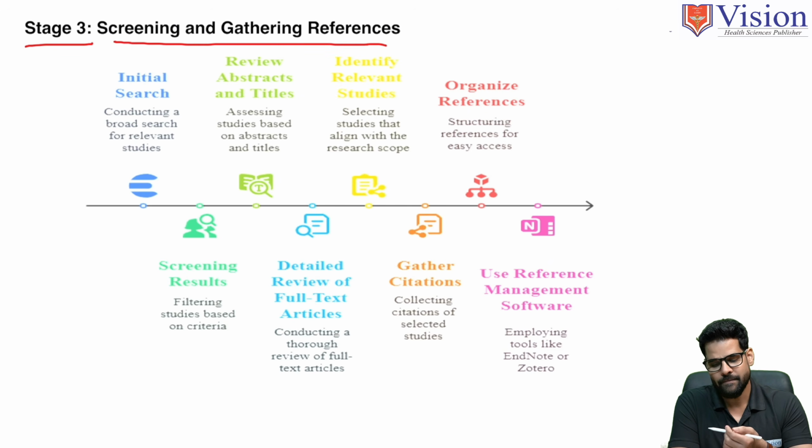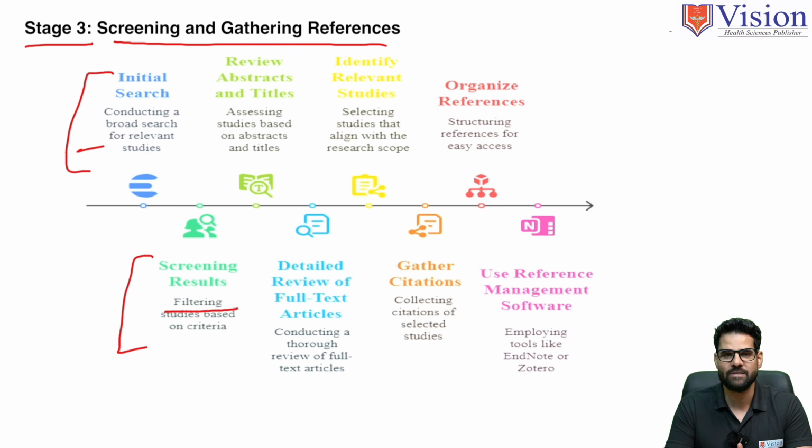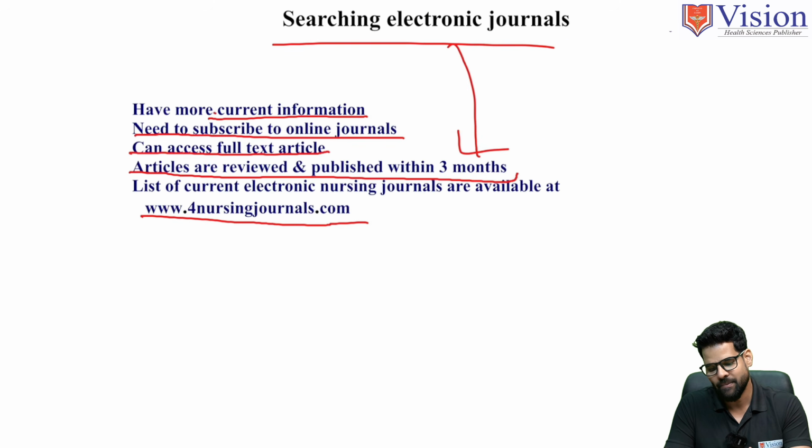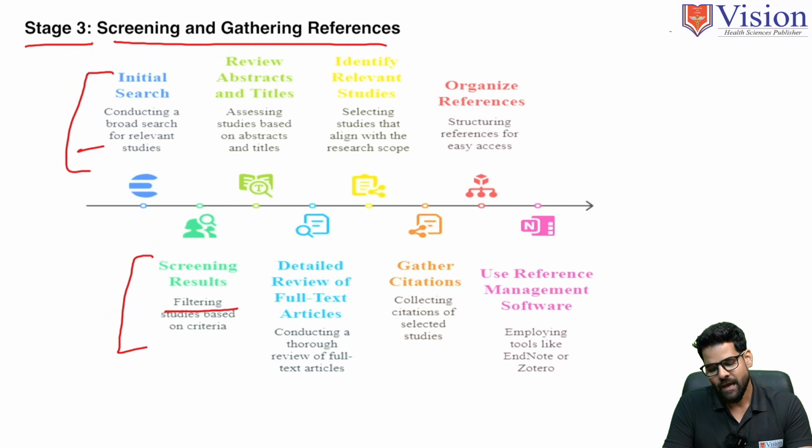So once your literature is done, you perform the initial search, conducting a broad search for the relevant studies, which I've already told you about, then screening the results. That has become very important. One part of screening you do by applying filters. For example, in this particular example, I just want a study on pain, children and nurses, only English articles, only nursing journals in the last 5 years. Like that, you can put some filters, so you only get relevant articles.